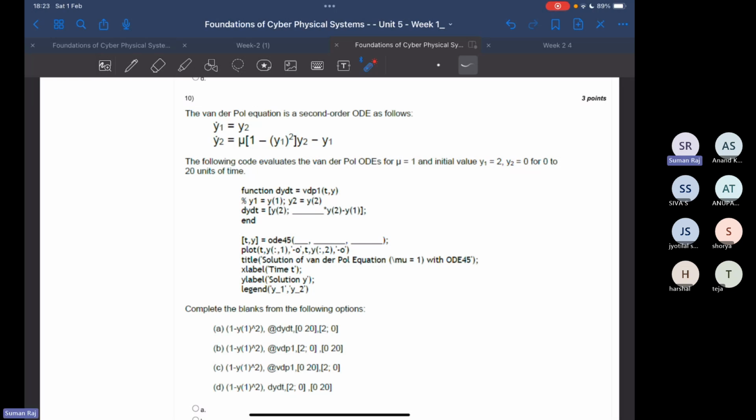So y1 and y2 are two of your parameters. So this is y2 is 1 and then you have y2 into this portion you will have to write over here, because mu is equal to 1, so you will write 1 minus y1 square, right? That is your equation.